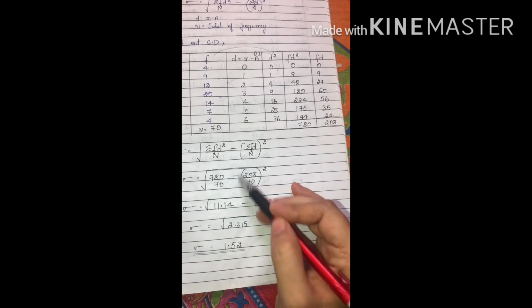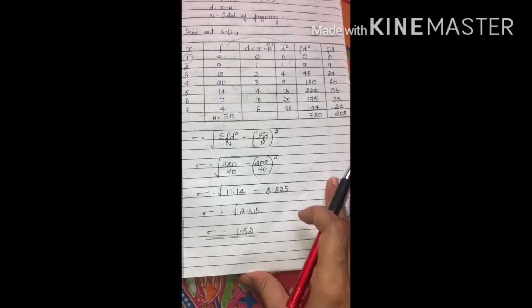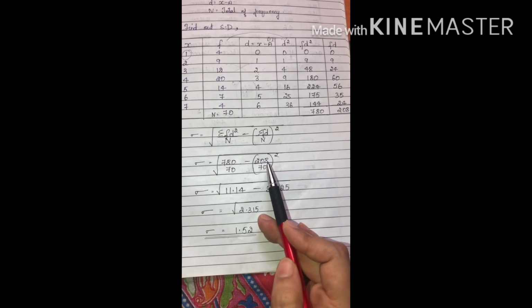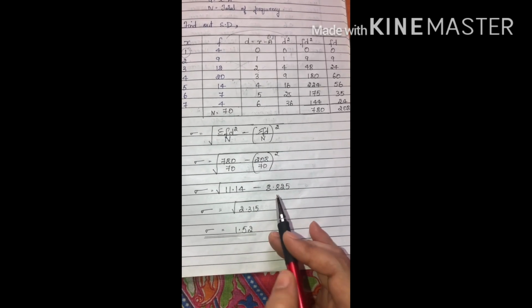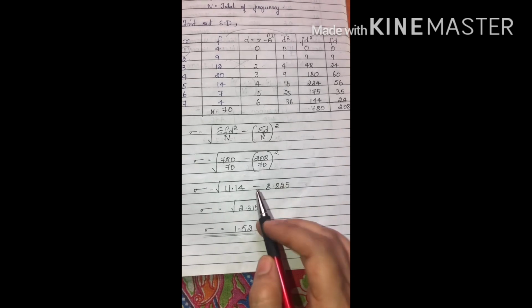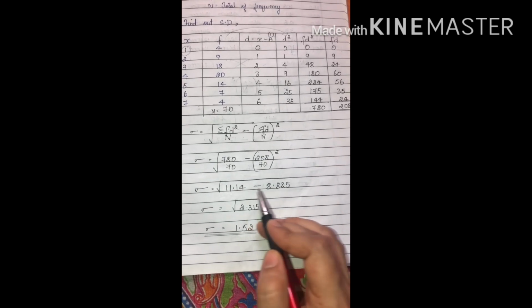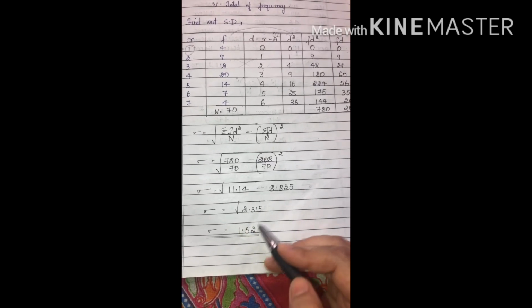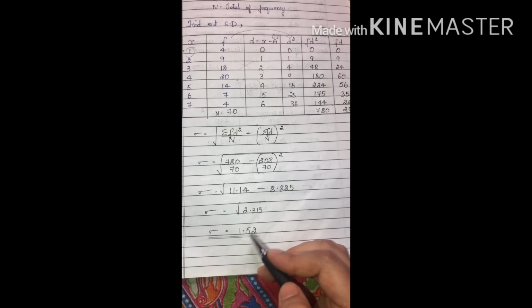208 divided by 70, the whole square. So 780 divided by 70 is 11.14 minus 208 divided by 70, which I've also squared, 8.825. If you deduct these two values, it is 2.315. If you take the root of this, the answer is 1.52.